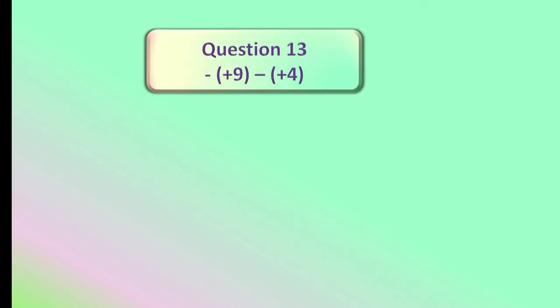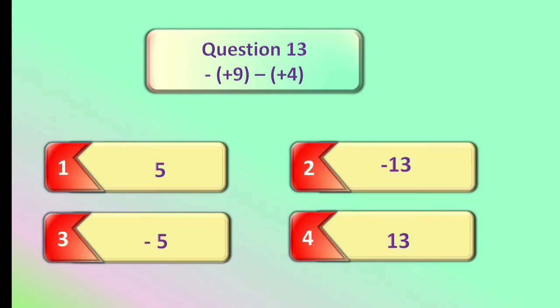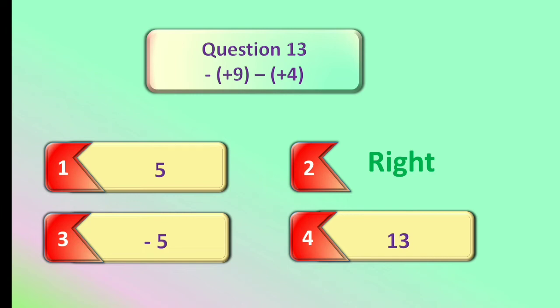Next, question 13. Minus within bracket plus 9 minus within bracket plus 4. 4 options. First of all, you need to think of opening the bracket. Minus is outside the bracket, so minus 9 minus 4. Now minus 9 minus 4 will give you minus 13. Second option is correct while other options are wrong.